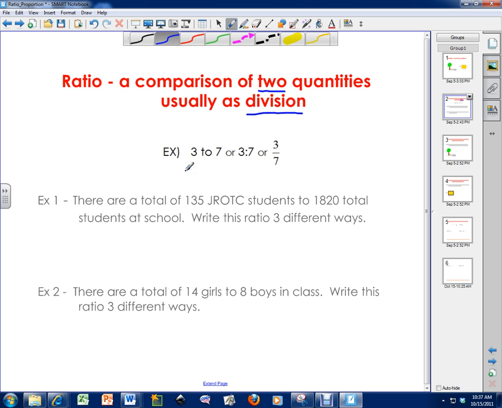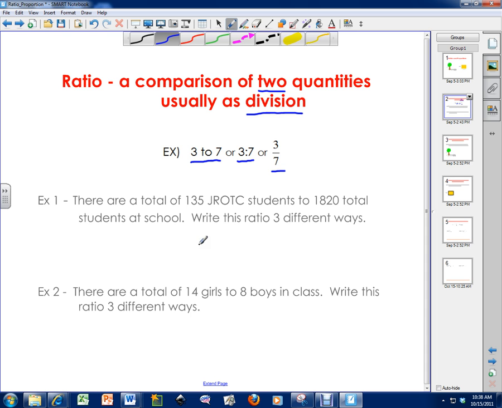I have an example here of two different quantities, 3 to 7. This is one way of writing down a ratio. There's another way here. I can write down 3:7, or I could use 3/7. This is a fraction, or I kind of look at this as division. All three of these mean the same thing. So if you ever see 3/7, that's the same thing as 3 divided by 7, or the fraction 3/7. Or if you see 3:7, that's the same thing as 3/7. So you need to know that these can be mixed around and they all mean the same thing.